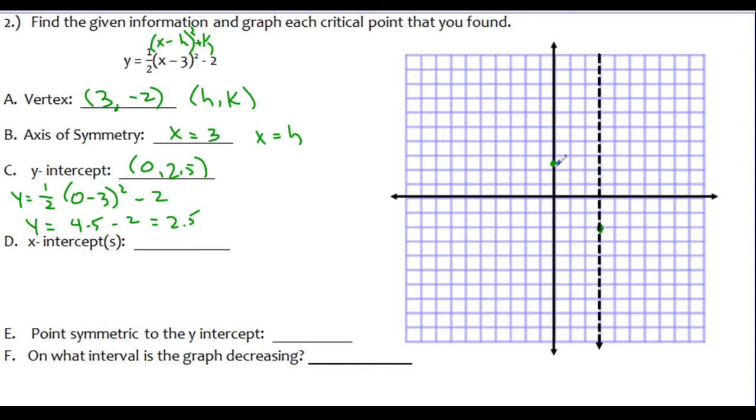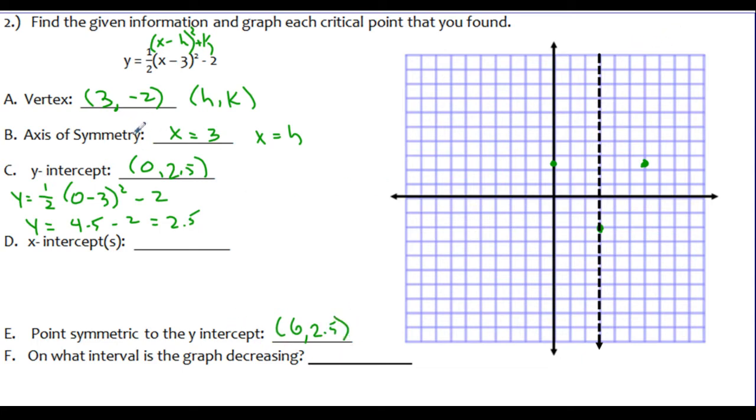So if I'm at my y-intercept that I just graphed, (0, 2.5), I can go over 1, 2, 3, and that hits the axis of symmetry. That means I can go to the other side, 1, 2, 3, and there's another point right in the middle of 2 and 3. Okay, so that's my symmetric point. So that looks like the point (6, 2.5). So it's just counting boxes over.